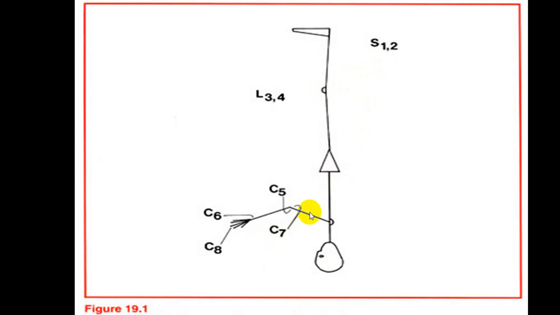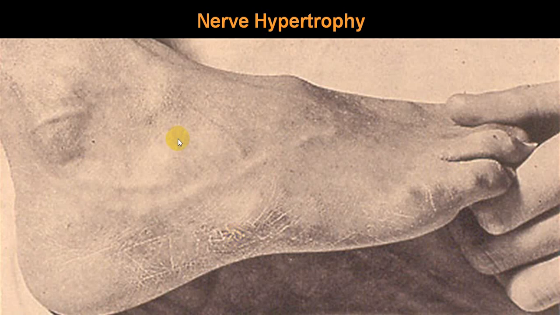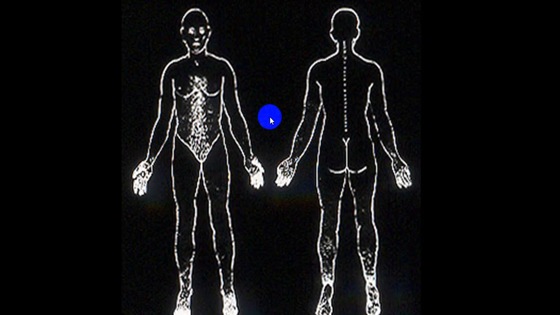If we take biceps, it will be C5, triceps will be C7, brachioradialis will be C6, and if we go to what we call Hoffmann's sign of finger flexion, C8. And because of nerve atrophy, you will start getting wasting and fasciculation. You will have sensory disturbances.